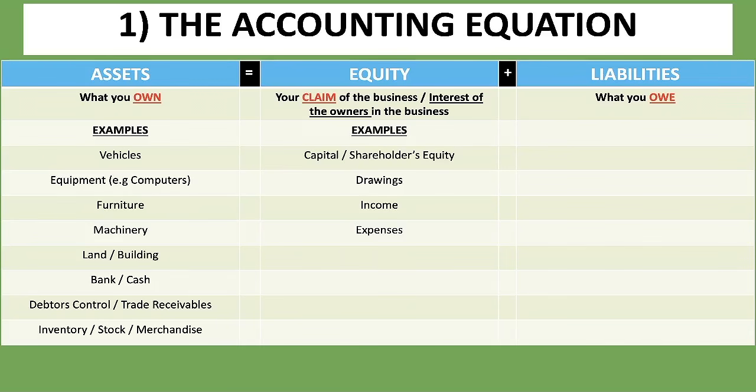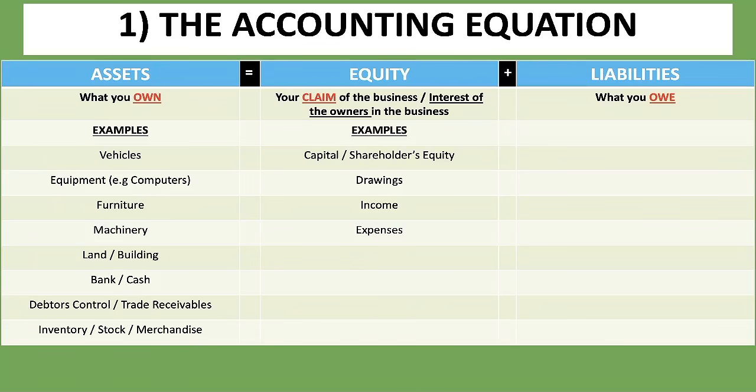And remember, this list is not exhaustive. It depends on the type of entity. For instance, if you're dealing with a company, you have other items of equity as well, such as preference shares, retained earnings or revaluation reserves. But the reason we didn't put that here is because we are doing accounting for beginners. You're not going to deal with that right away.